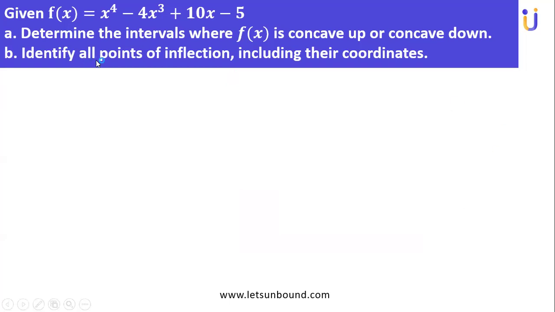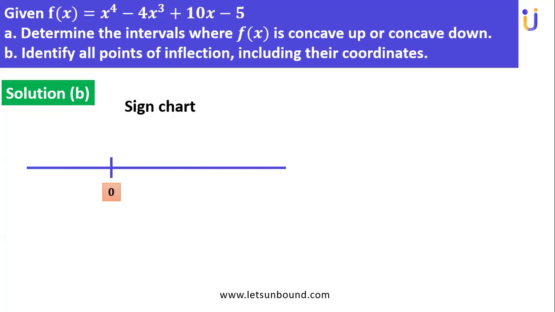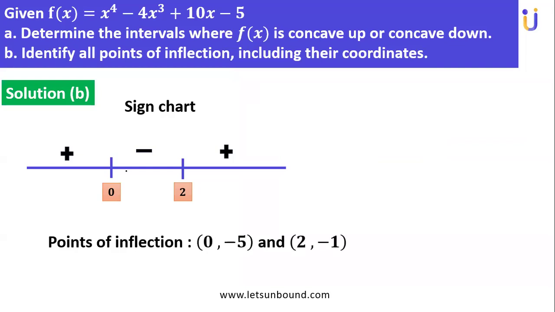And D. Identify all points of inflection, including their coordinates. Okay, a point of inflection occurs if there is a sign change. We have a sign chart already. If there is a sign change, then those points are points of inflection. So yeah, here there is a sign change. Actually, it's f double dash, right? Sign change, so it's a point of inflection.